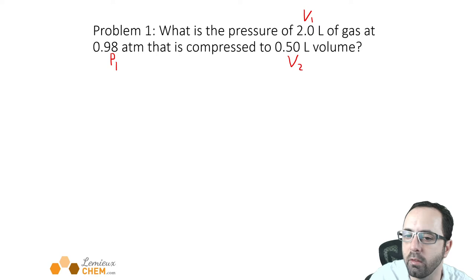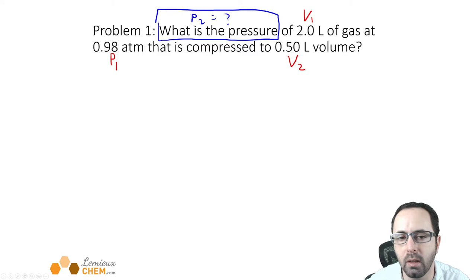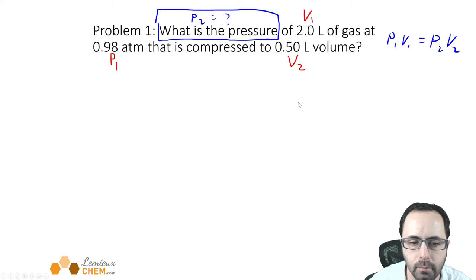And we're asked, what is the pressure? So this is saying, what is P2? We're going to be solving for P2 here, which means we want to use the equation P1 V1 equals P2 V2. So only volume and pressure are changing.